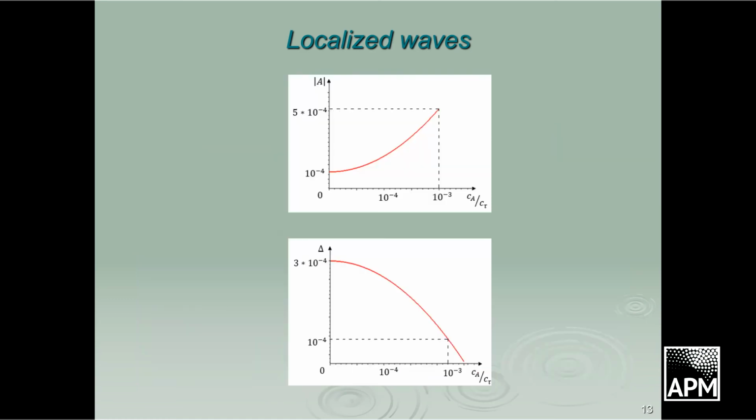So here in the picture, there are depicted exactly what I have mentioned above, the dependencies of the absolute value of amplitude for both cases and the width. So with the growth of the external magnetic field amplitude, the absolute value of the amplitude is getting bigger, while the width is getting smaller.